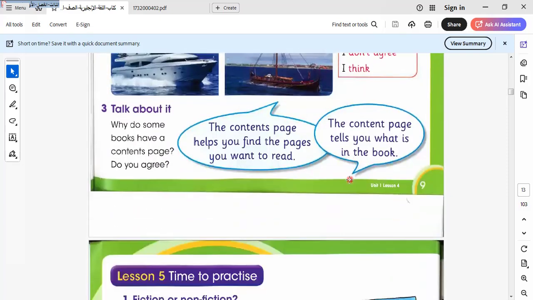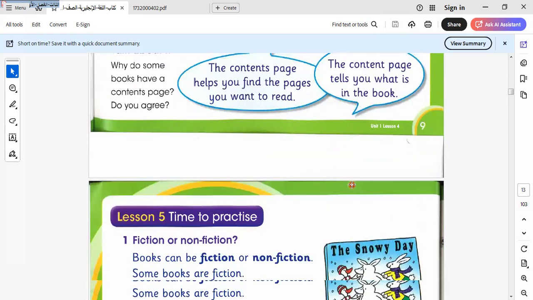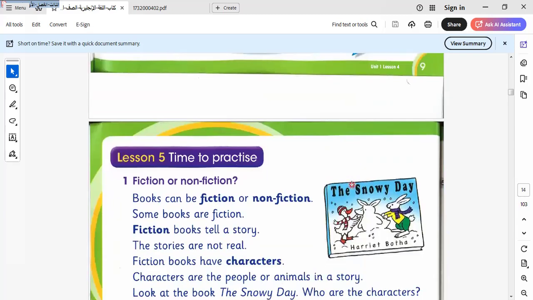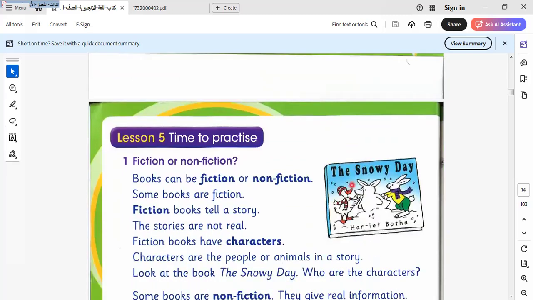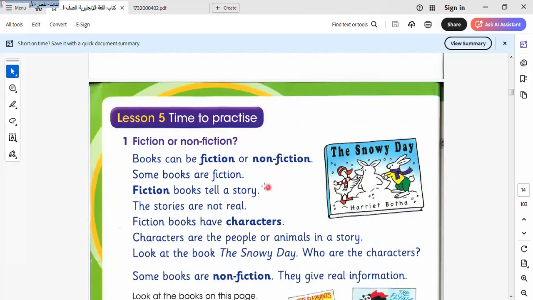So the content is important for us to know what the book is about, or what I want from the topic, the information that I need. Yes, it's important for us. So the content is an important item in our book, because without content we can't know anything about the book. Let's go to lesson 5 to know more about this.